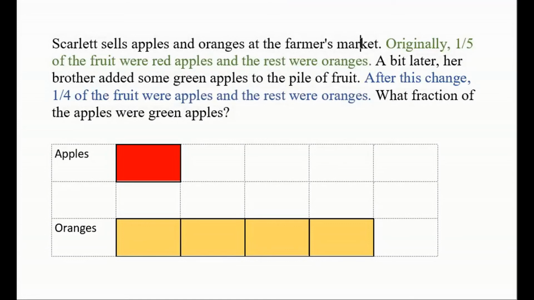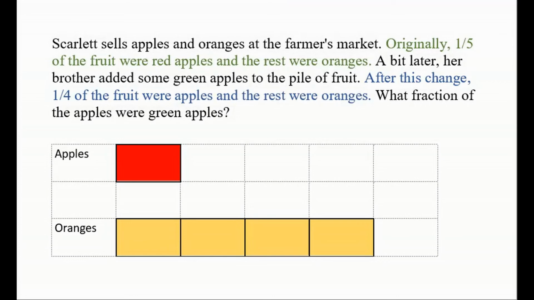At this point, she didn't have any green apples. And you really want to pause here and reflect and make sure you understand how the picture I drew is connected to the green sentence. Now, having done that, now we're going to work on the blue sentence.